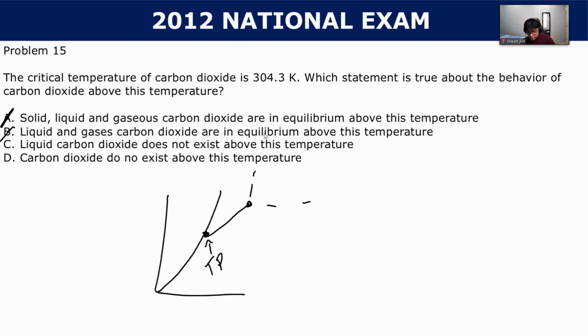C, liquid carbon dioxide does not exist above this temperature. This is true. What exists above this temperature is going to be the supercritical fluid. This is not liquid carbon dioxide. It's like a mixture of liquid and gaseous carbon dioxide. And D, carbon dioxide does not exist above this temperature. That does not make sense. It does exist, it's just in a weird form. And so C is the only one that makes sense, and that's the answer.